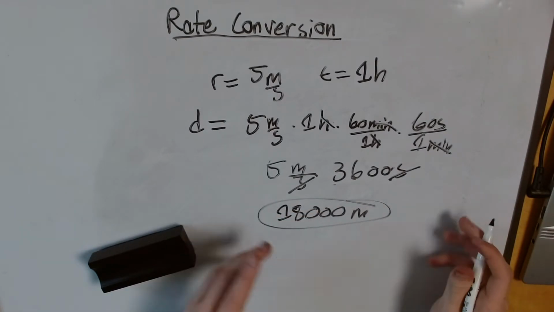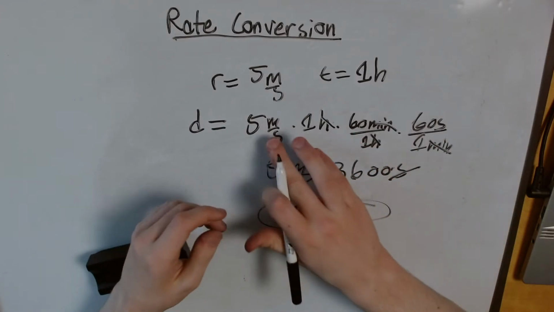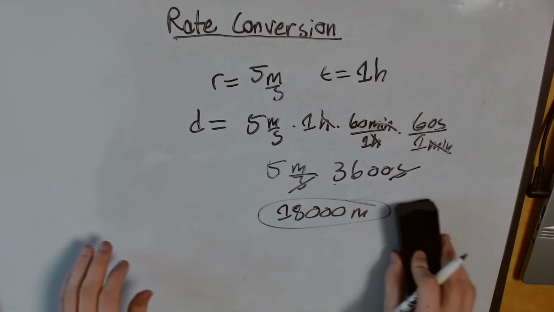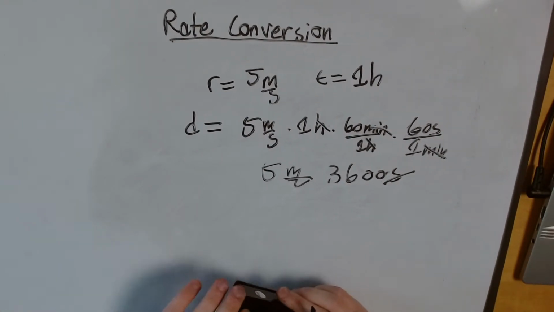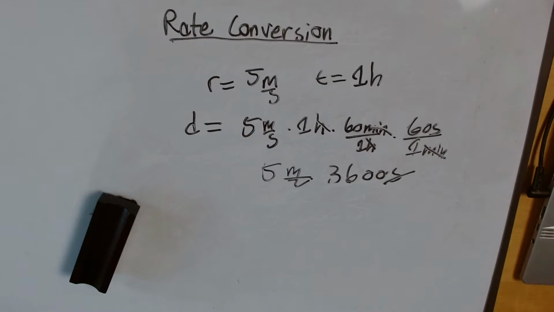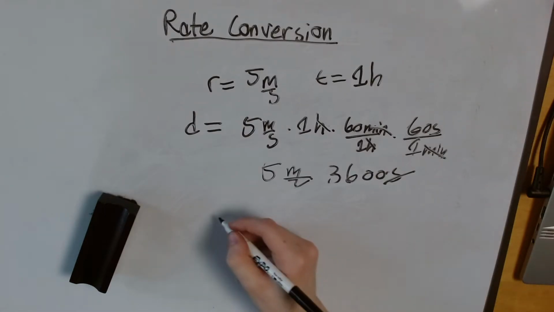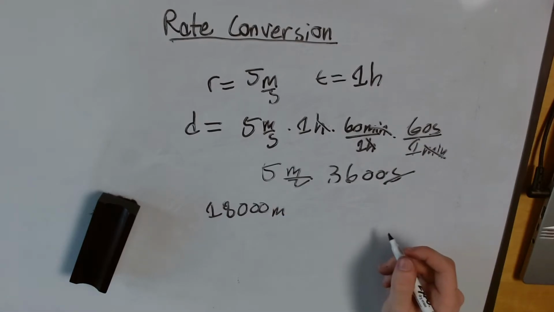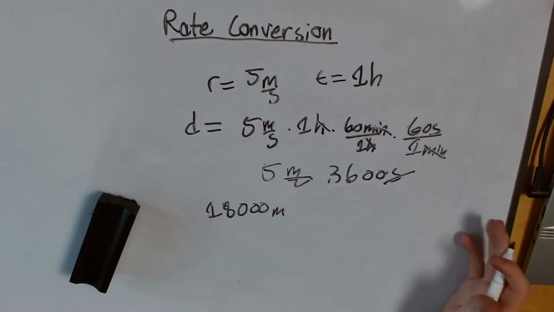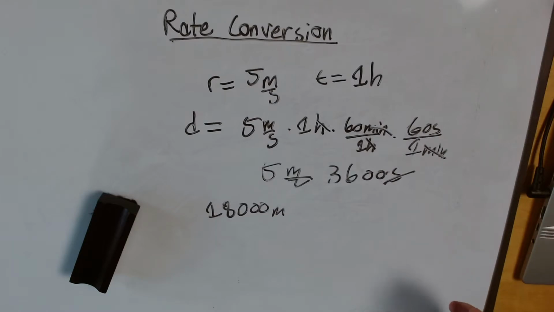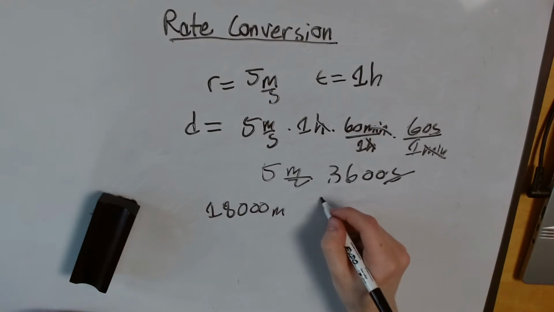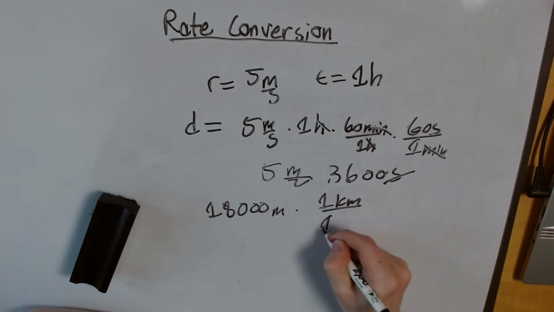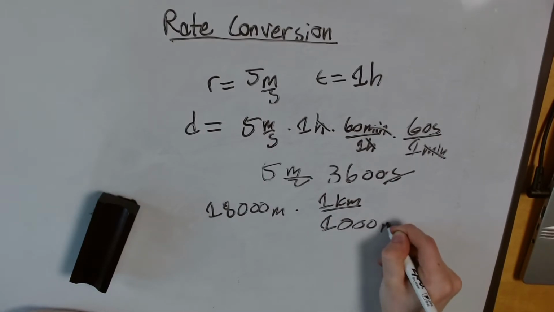And that's just wonderful. I've taken this huge mess, this meters per second, hours, and got it into something nice and clean. But let's say that wasn't good enough. I wanted my unit to be in kilometers. Well, I have 18,000 meters, and I know that there are 1,000 meters in 1 kilometer. So what can I do with this? I can multiply that by 1 kilometer over 1,000 meters.